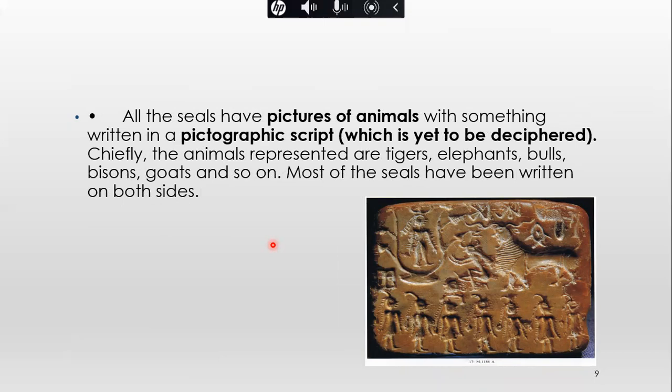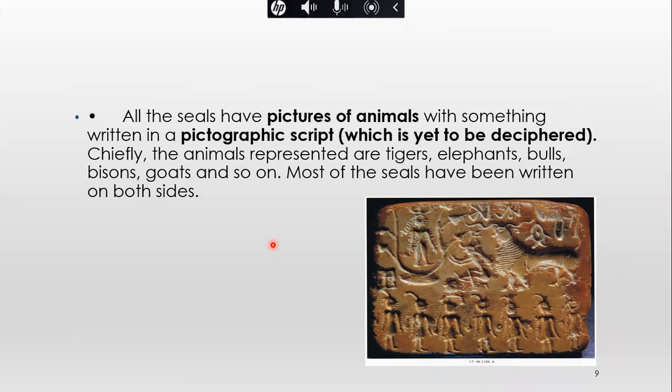All the seals have pictures of animals with something written in a pictographic script, which is yet to be deciphered. So far, unlike the Mesopotamian and Egyptian civilizations, we are still unable to decipher or decode the language of the Indus Valley people. It's still unknown to the archaeologists and historians of today.